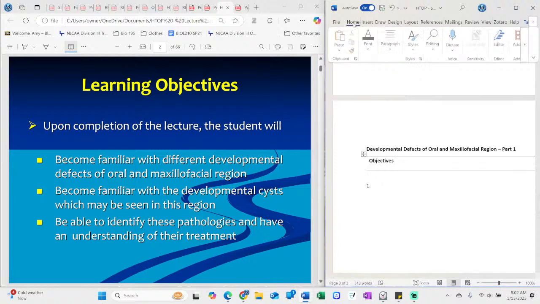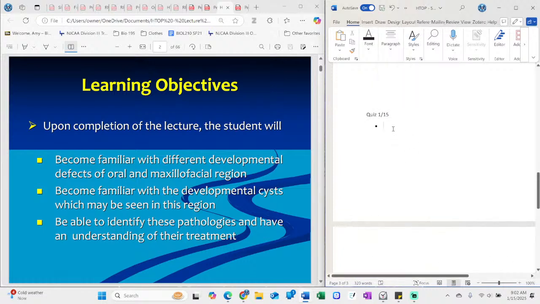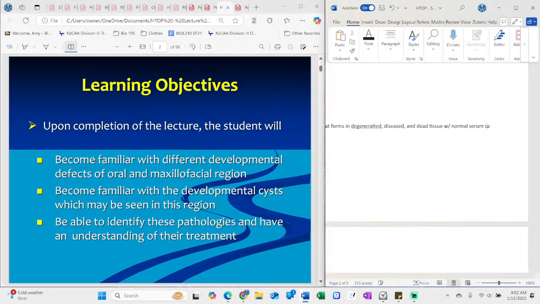Okay. So the first one, which of the following calcifications refers to a calcification that forms in degenerating, diseased, and dead tissue despite normal serum calcium and phosphate levels? The right answer is dystrophic.